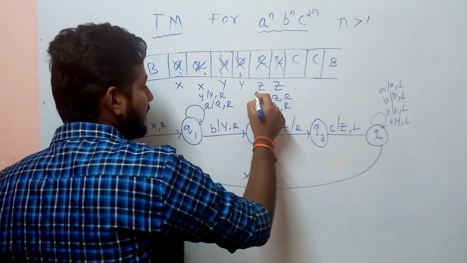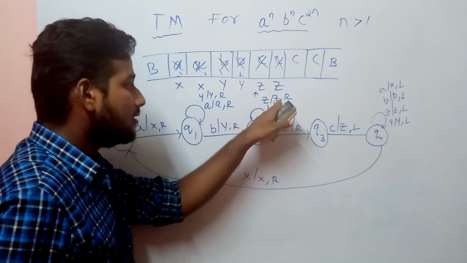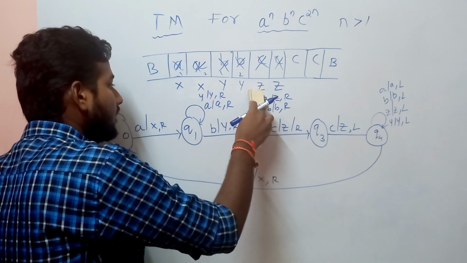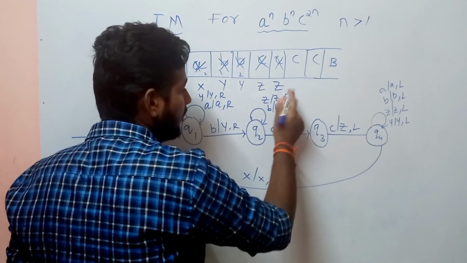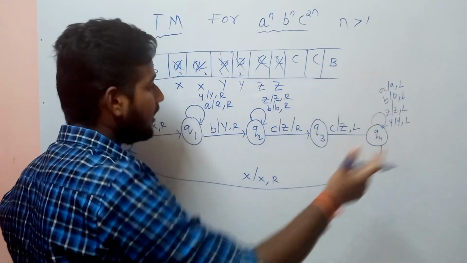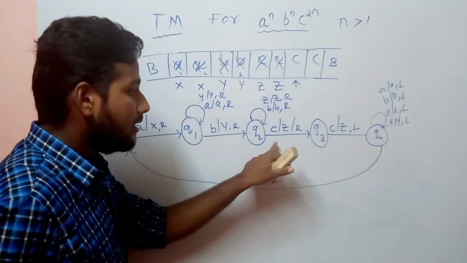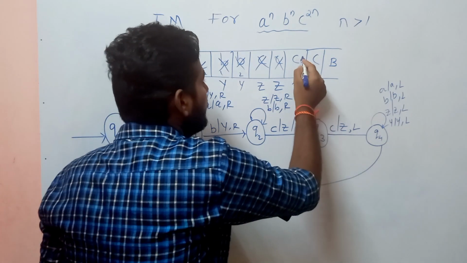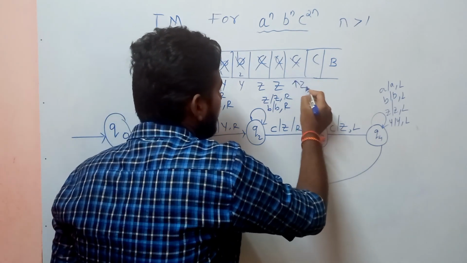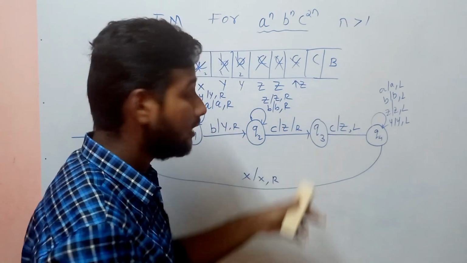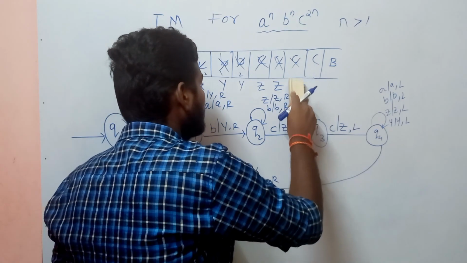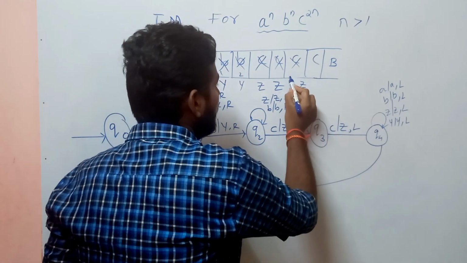Now the pointer is at here. This Z remains the Z and moves in direction R. This Z also remains as Z and moves in direction R. Now the pointer is at here. By seeing the first C, this C value becomes Z. C value becomes Z and it moves to right. And it moves to right.